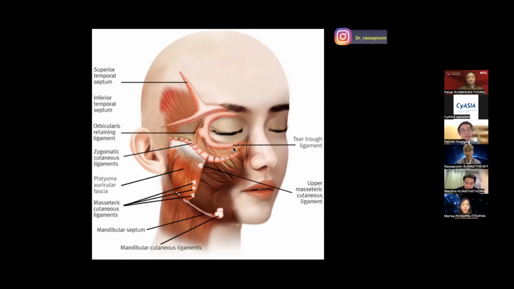And also we have this one, the orbicularis retaining ligament, which is also a true ligament. And here we have the masseteric ligament. It is a false ligament because it comes from the soft tissue or the fascia of the masseter muscle and goes up to the skin.